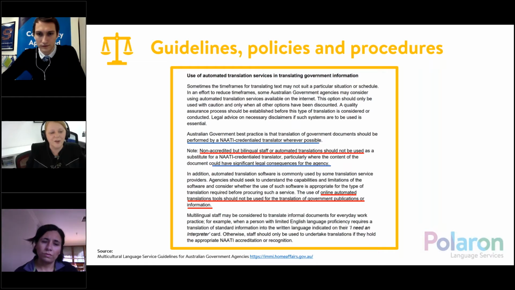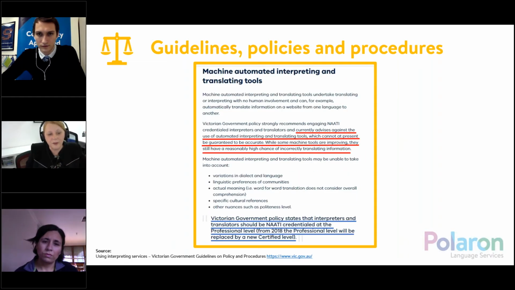Next slide, thank you. So we've also given you the Victorian government's policies, and that says that the Victorian government currently advises against the use of automated interpreting and translating tools, which cannot at present be guaranteed to be accurate. While some machine tools are improving, they still have a reasonably high chance of incorrectly translating information. And I think with my Polish website, I kind of show that.